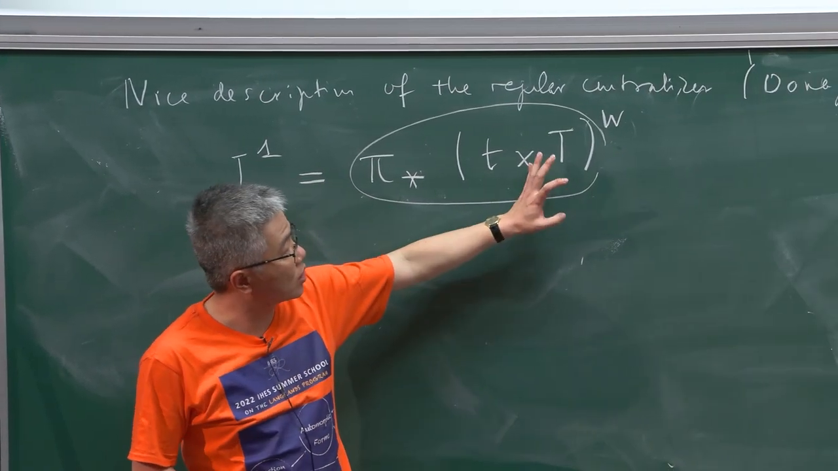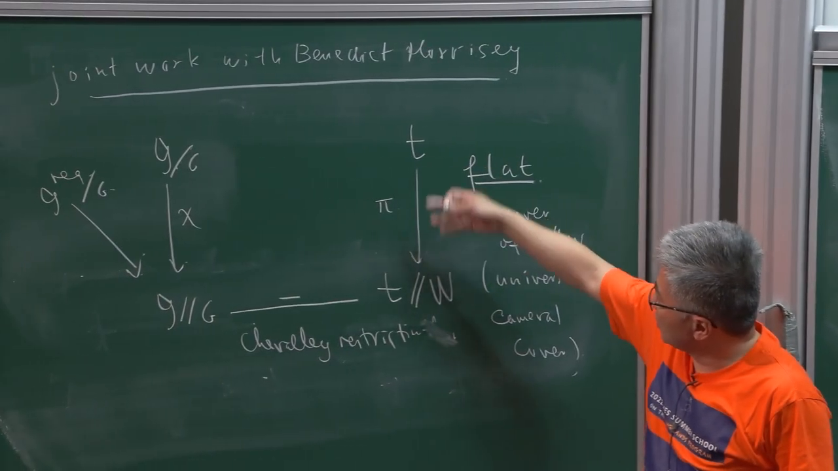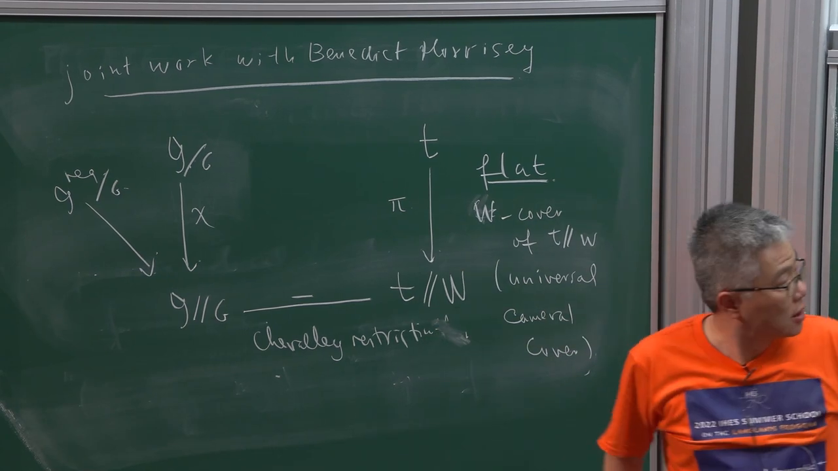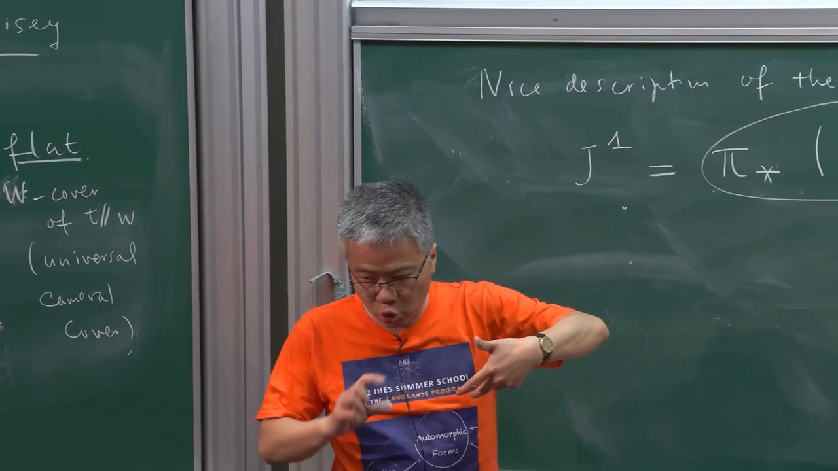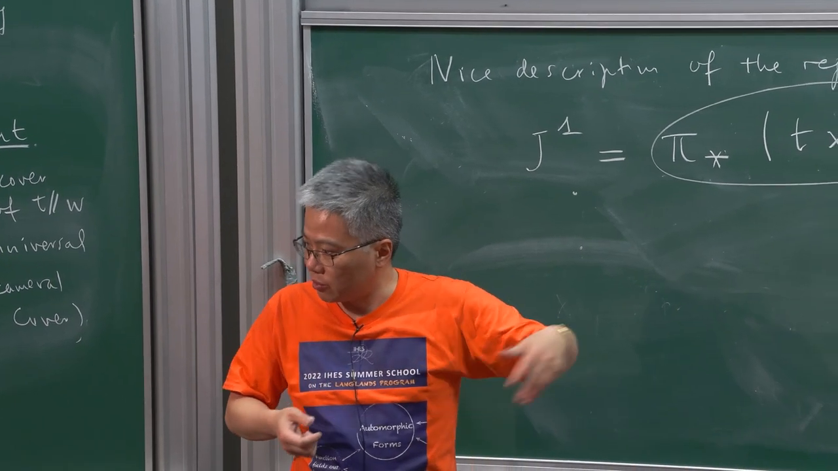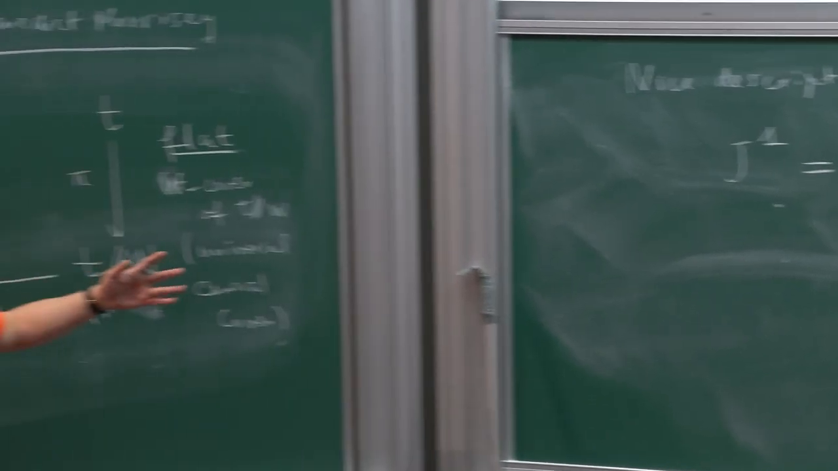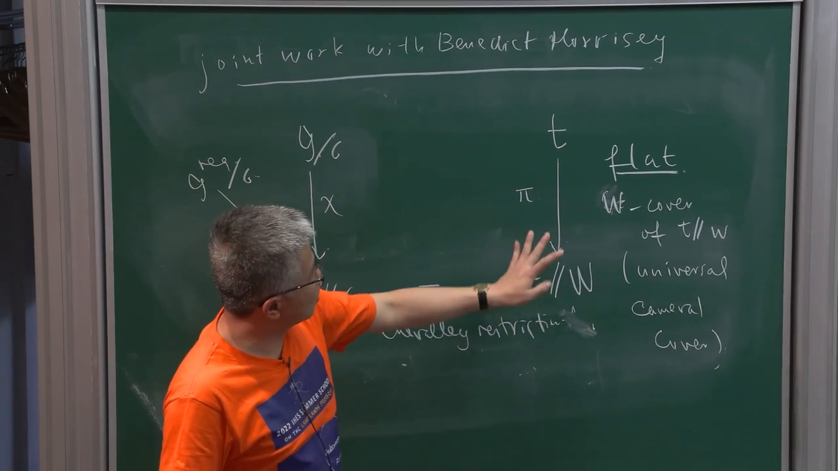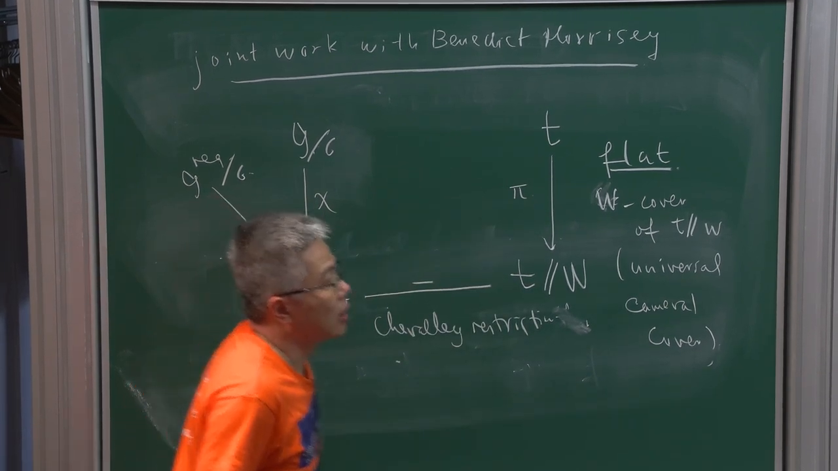So this is generically a torus. When this map is étale, finite étale, this thing is a torus. It's defined by the maximal torus, but twisted by the action of W. This is basic. And it extends to a smooth group scheme, because this pi is flat, right?